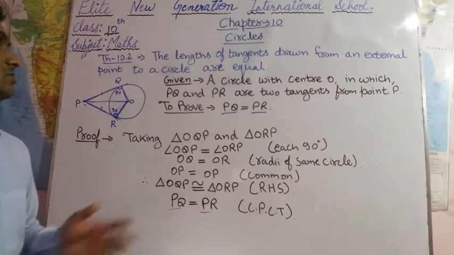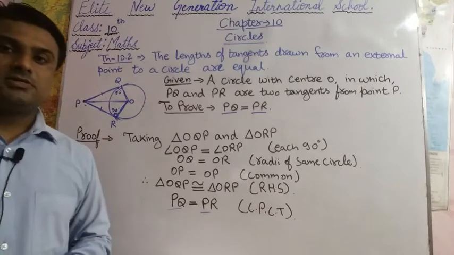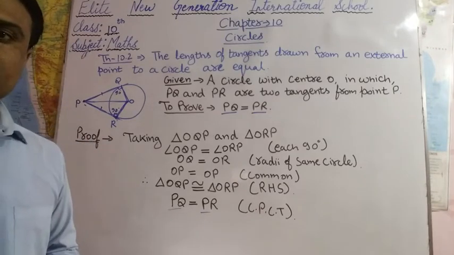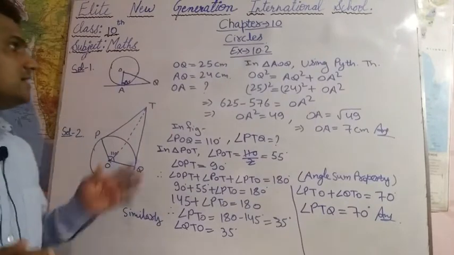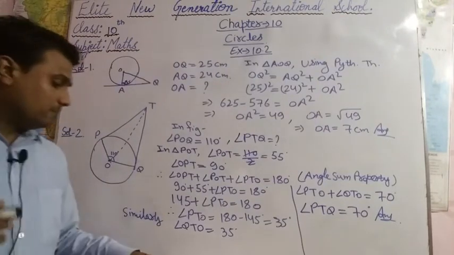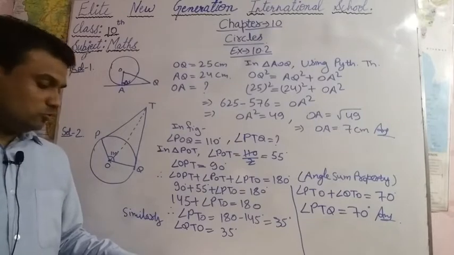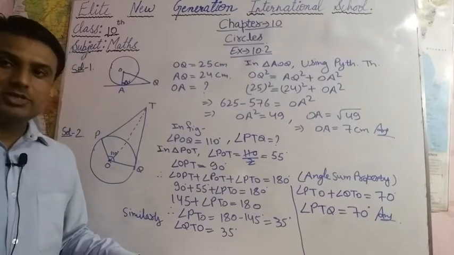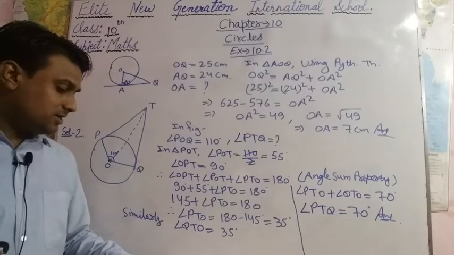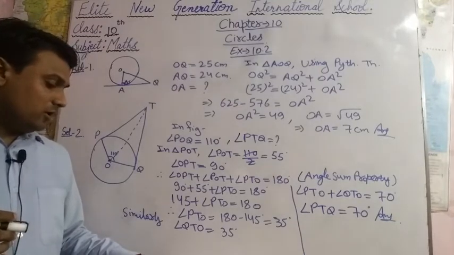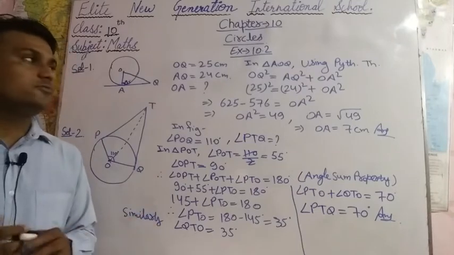Now on the basis of this theorem we can start our exercise 10.2. In question number 1, from a point Q the length of the tangent to a circle is 24 centimeter and the distance of Q from the center is 25 centimeter. Here we have to find the radius of the circle.